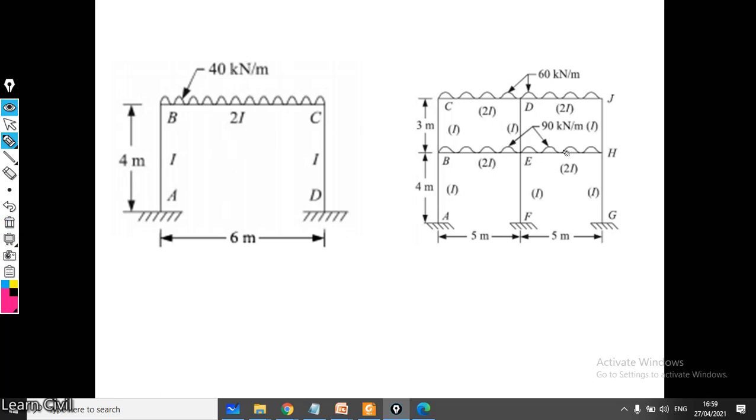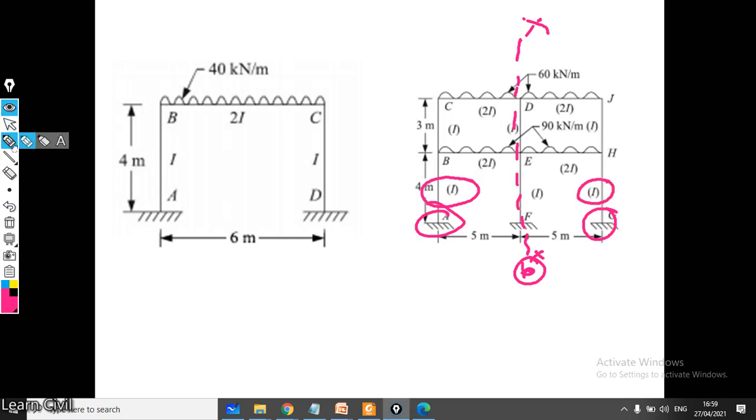Now if you see figure B, frame B, you can also see here, if we draw one centroidal axis XX like this, then the loading arrangements on the left of this axis and the right of this axis are symmetrical. At the same time, the support conditions are symmetrical, and the values of I are symmetrical about this axis XX. So this type of portal frames are considered portal frames with symmetry.